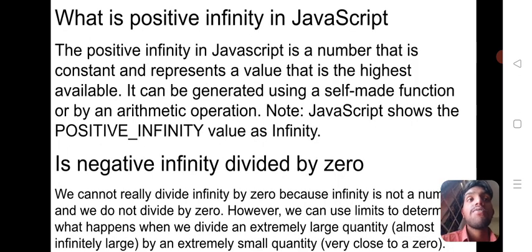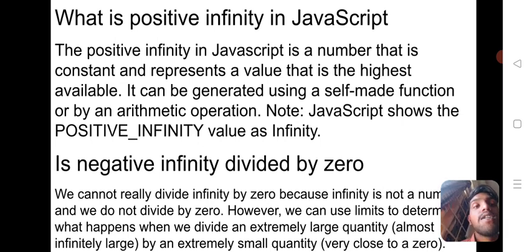What is positive infinity in JavaScript? The positive infinity in JavaScript is a constant number that represents a value that is the highest available. It can be generated using a self-made function or by an arithmetic operation. Note: JavaScript shows the positive infinity value as Infinity.